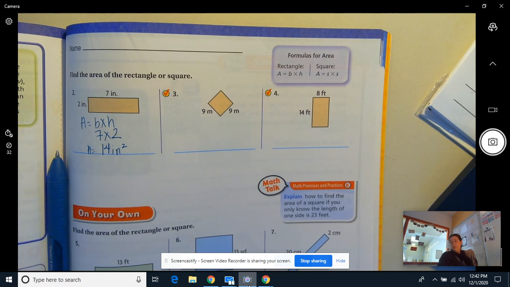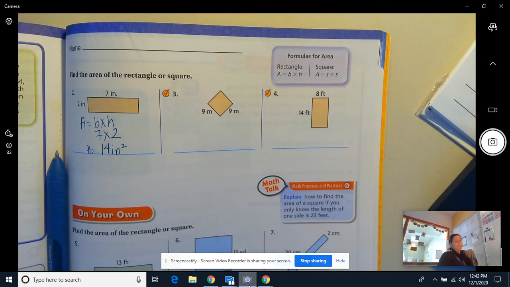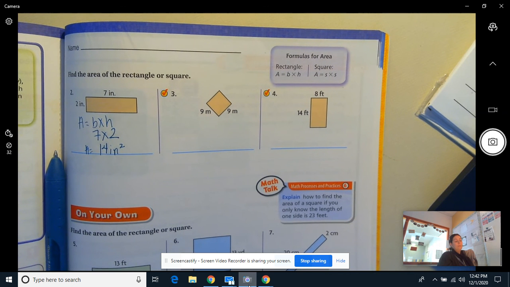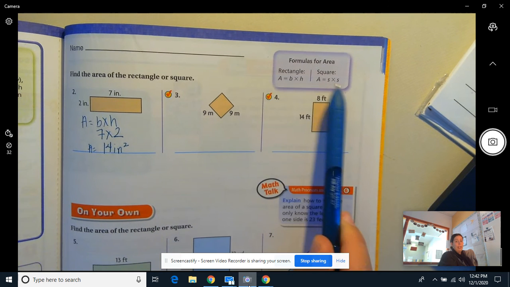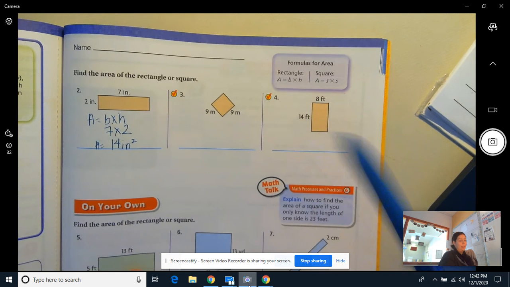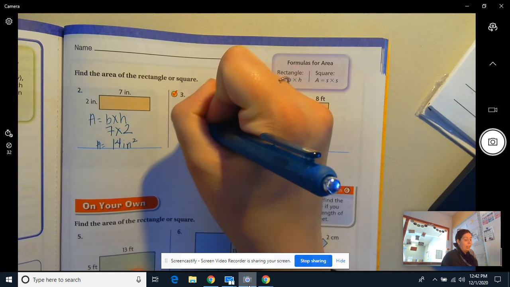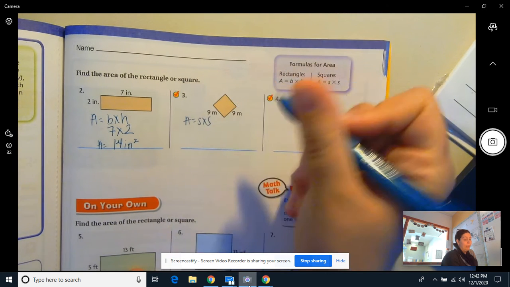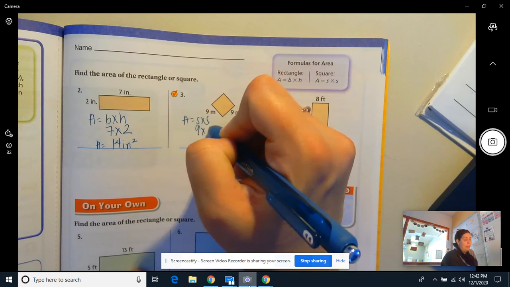Miss Cox. What, Carter Art? Is it 9 times 9? Yep, because for the area of a square, it says right here, area equals side times side. So you'd have to write area equals S times S, and then plug in 9 times 9.